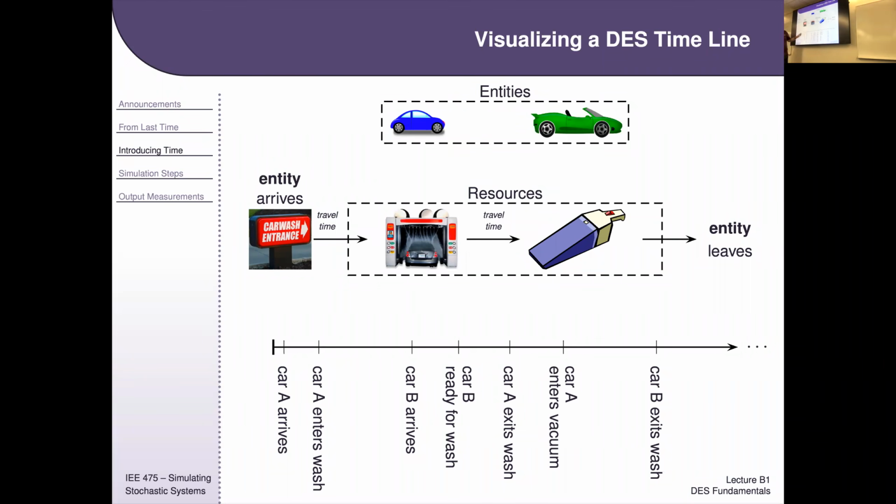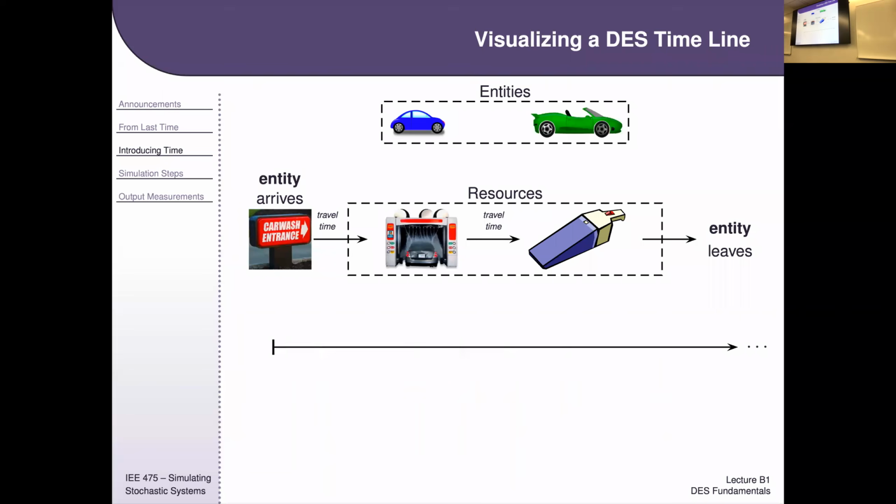We can see these events here, and these will disappear in a second as I start simulating this system. But at the end of the simulation, if you kept track of everything that happened, you would have a log like this, where a car arrives, it enters the wash, another car arrives, the other car is ready for the wash, but it can't enter the wash because the first car is in the wash. The first car leaves the wash and enters the vacuum. At that point, the second car can enter the wash. And eventually the second car exits the wash. These are all events that change the state of the system. When the car enters the wash, the state of the car wash goes from idle to busy. So these are all the state change times in the system.